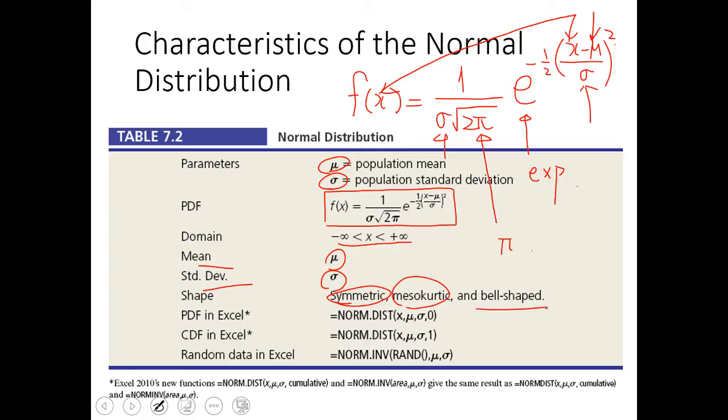So it is bell shaped. In Excel, you can use this function. If the last argument is 0, then it gives the probability density function. If you want to calculate the cumulative distribution function, then it is 1, I'm sorry.